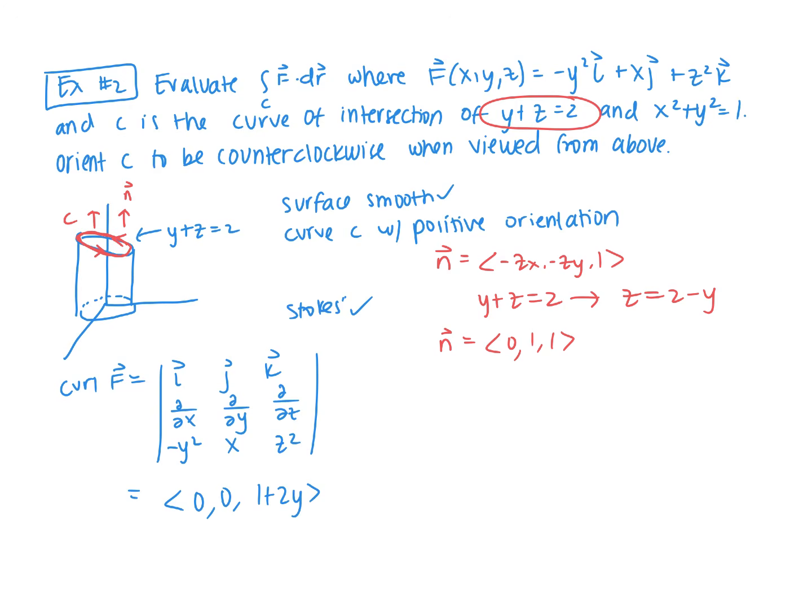So now we're ready to evaluate. We have that line integral of f dot dr. That's what we want to evaluate. This is going to become a double integral of curl of f, so 0, 0, 1 plus 2y, dotted with 0, 1, 1. It's going to become a double integral of 1 plus 2y.